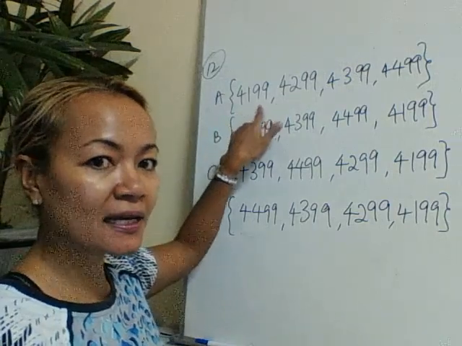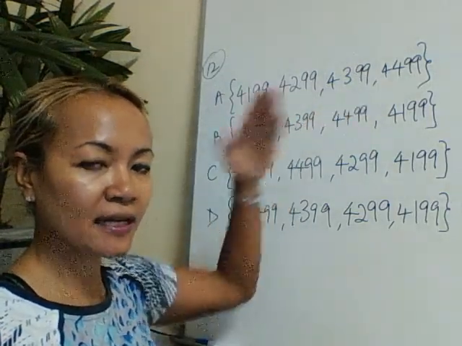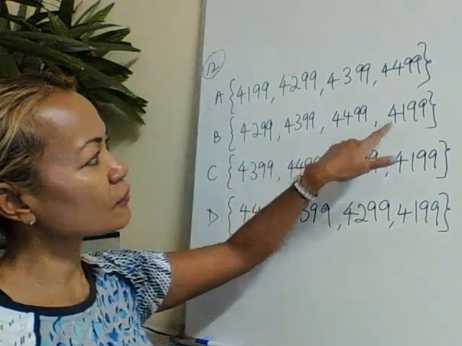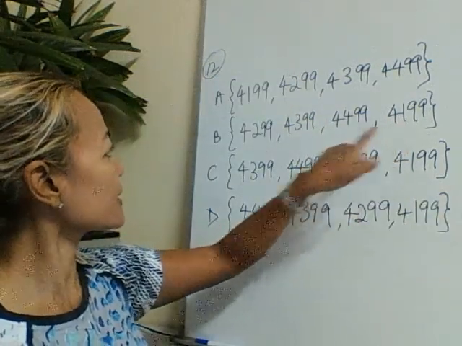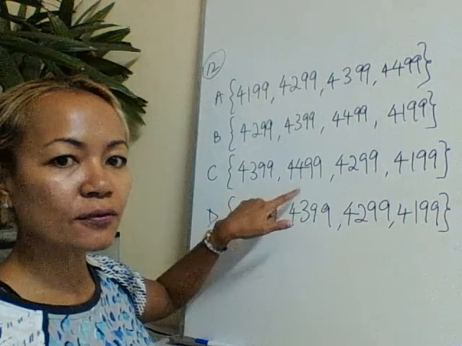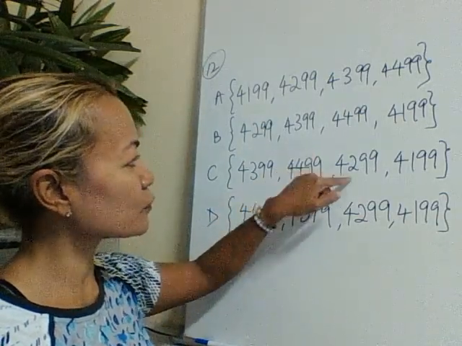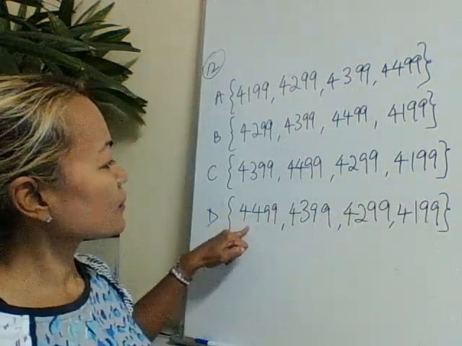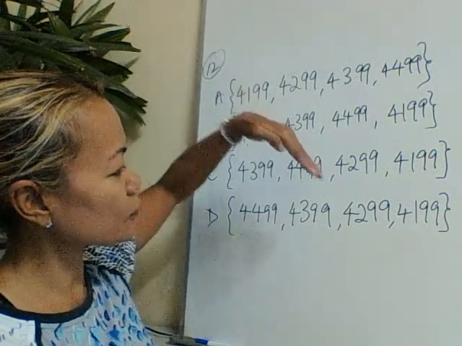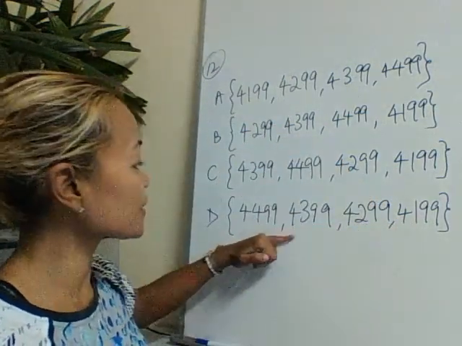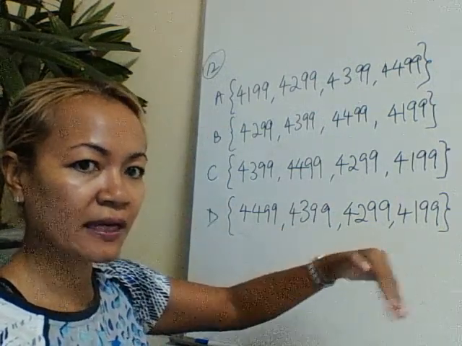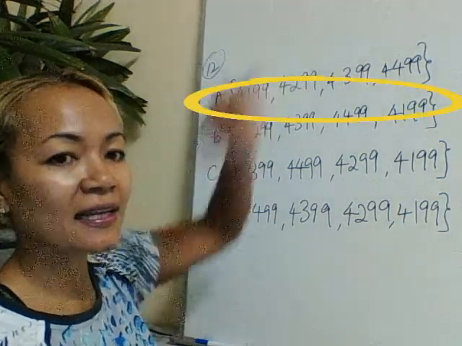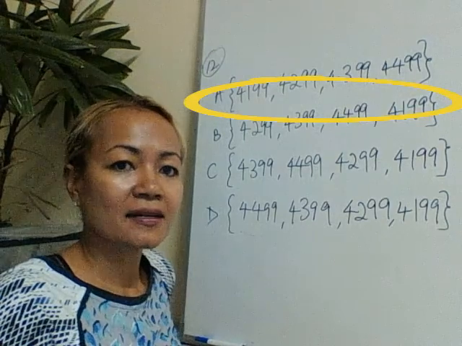This one, 199, 299, 399, 499, it's going up all the way. 299, 399, 499, 199, goes down right at the end. So that's not it. 399, 499, it's going up. Then 299 and down again for 199. And this one, 499, 399, 299, 199. This one is actually in descending order. It goes down all the way. So the first one is the only one of this set that keeps increasing the number. So A is the answer.